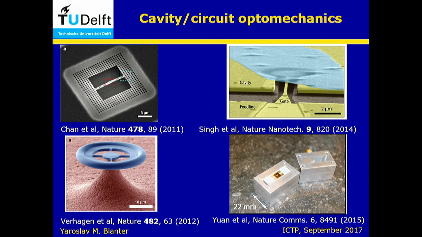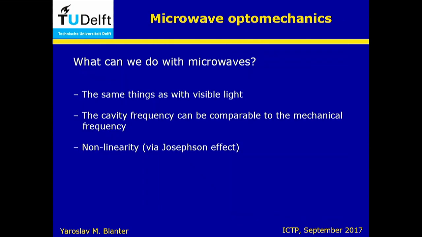And that's from the same group, but a completely different cavity. That's originally a Yale design from Rob Schoelkopf's group. These 3D cavities are really like a 3D box made out of aluminum, and then you have a membrane in the middle of this cavity, which is an oscillating element. And actually in this publication, they set a world record for the temperature, which is 48 microkelvin for the mechanics.